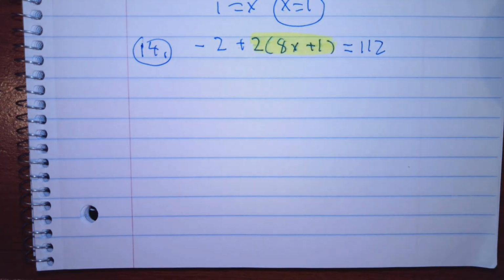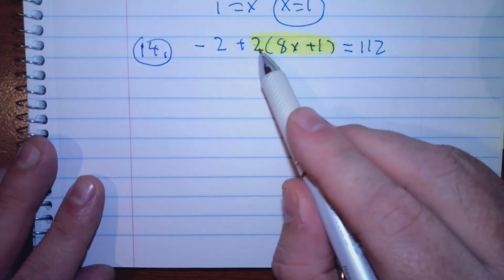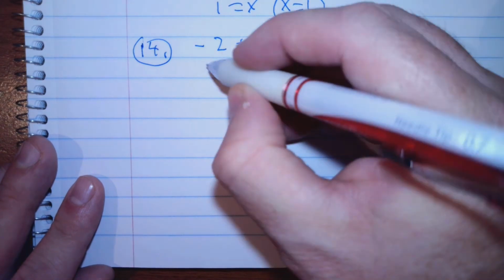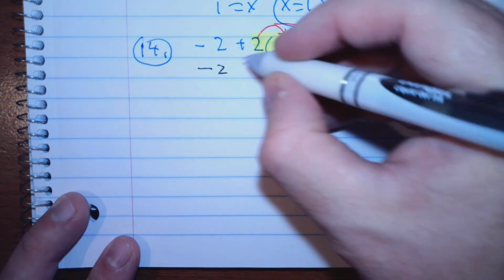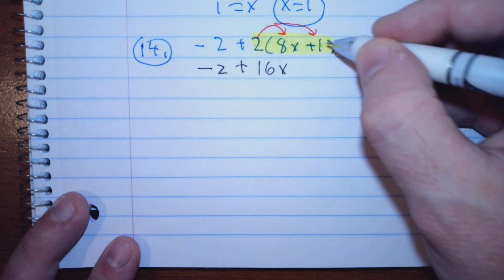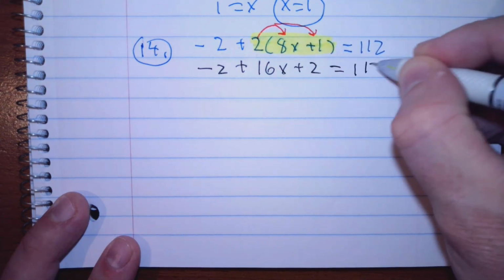Do not add this 2 and this 2 together. We start with the distribute property. We're going to distribute this 2 here and here. I'm going to rewrite my stuff and things. Minus 2 plus 2 times 8 is 16x. 2 times 1 is 2 equals 112.